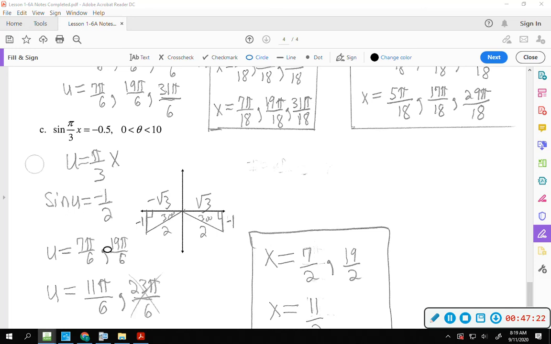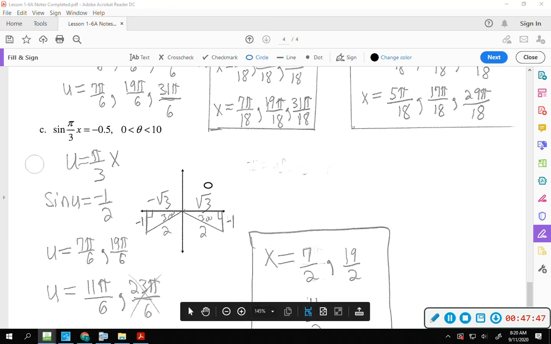All students take calculus. I draw my triangles in the third and the fourth quadrant because that's where the sine is negative. Sine is opposite over hypotenuse. Opposite over hypotenuse makes that the square root of 3 and the negative square root of 3. But I need to know across from 1 is a 30-degree angle.